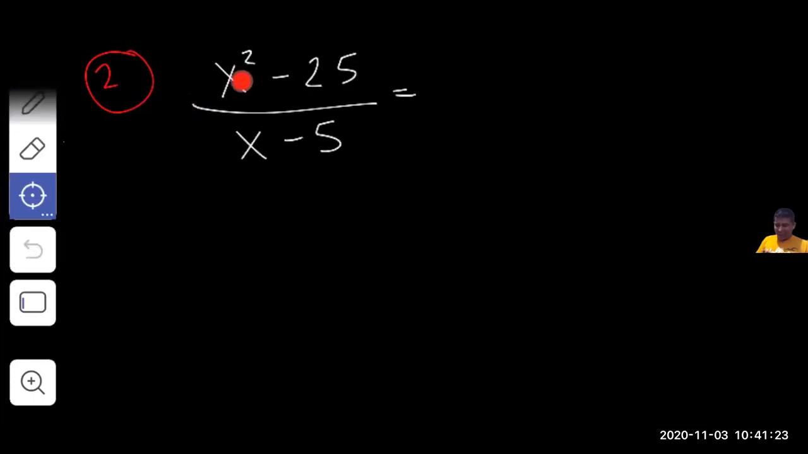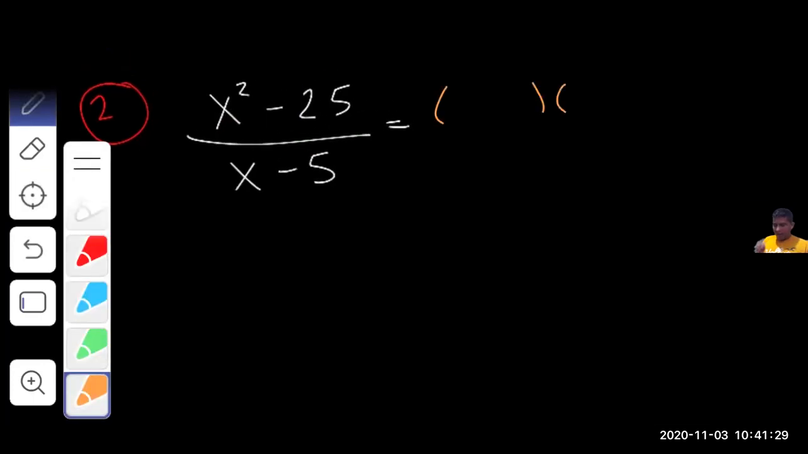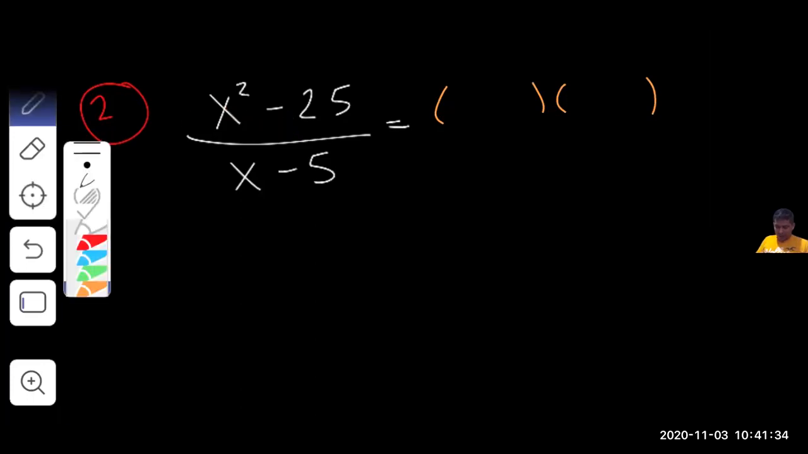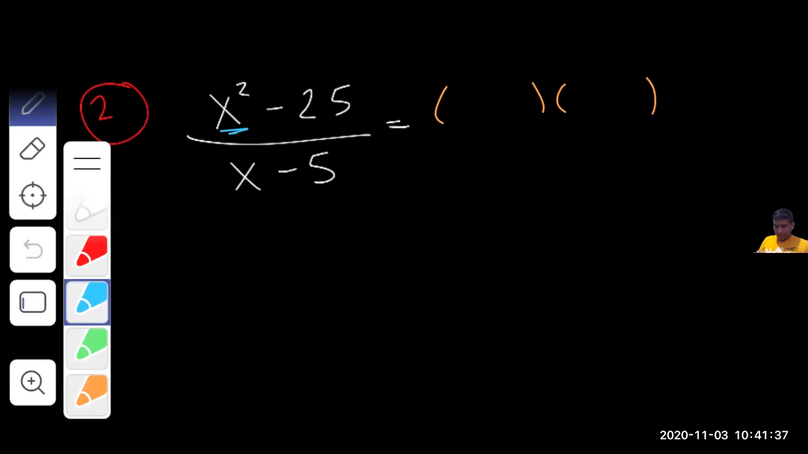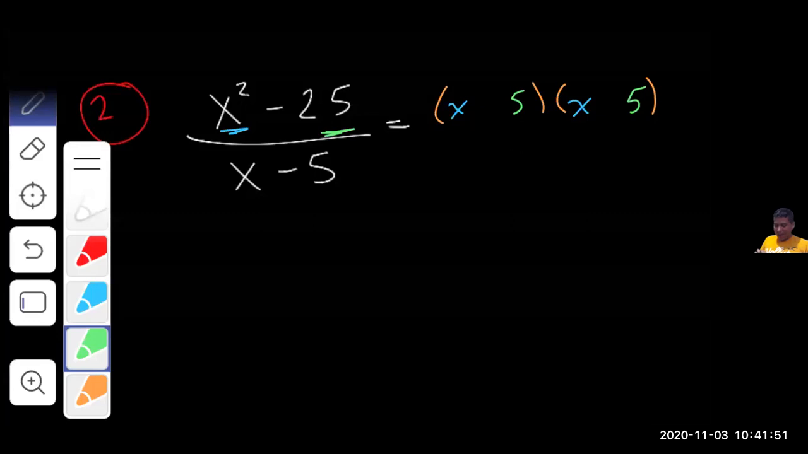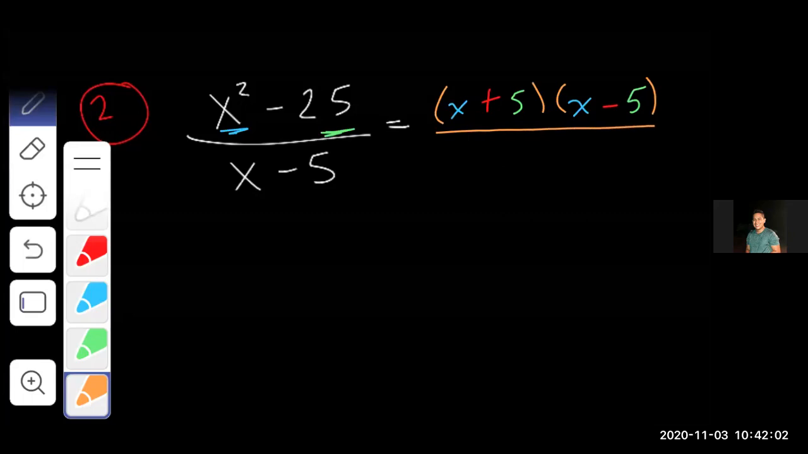What is this? Difference of squares, right? And how can I factor this difference of squares? x squared: how can I factor x squared? x and x, right? Thank you. How can I factor 25? Sorry, I'm giving you the answer. You just take the square root: use 5 and 5. One is negative, the other one is positive. Or one negative and one positive is the same; the order of the product doesn't change the result. And I just copy x minus 5 in the denominator.